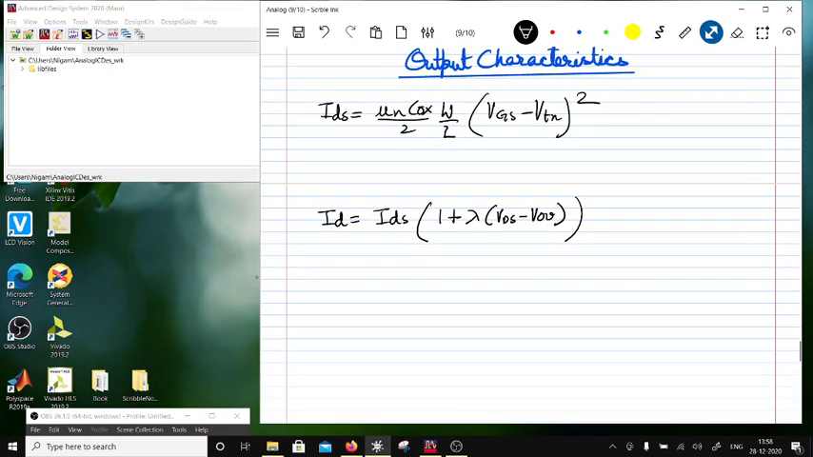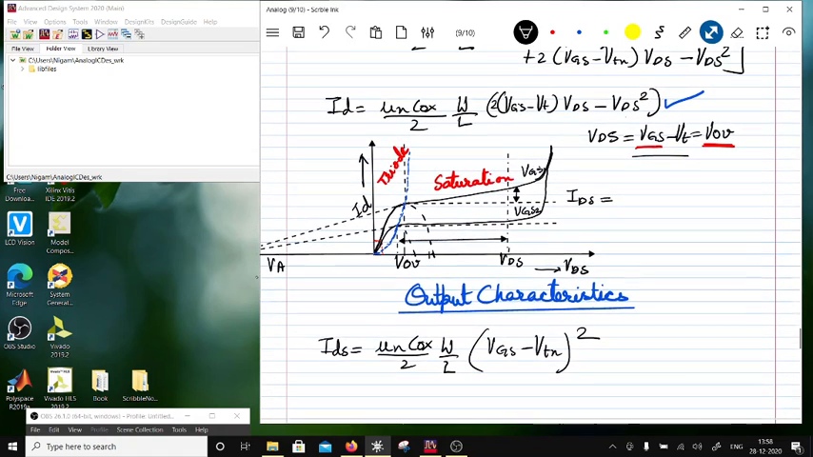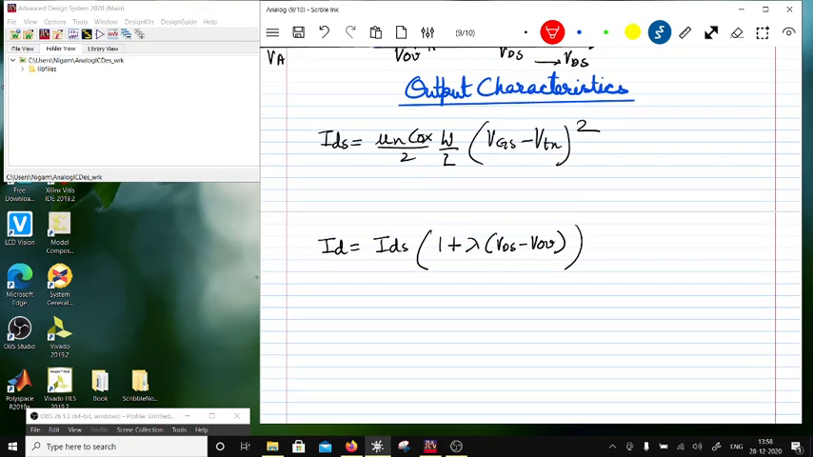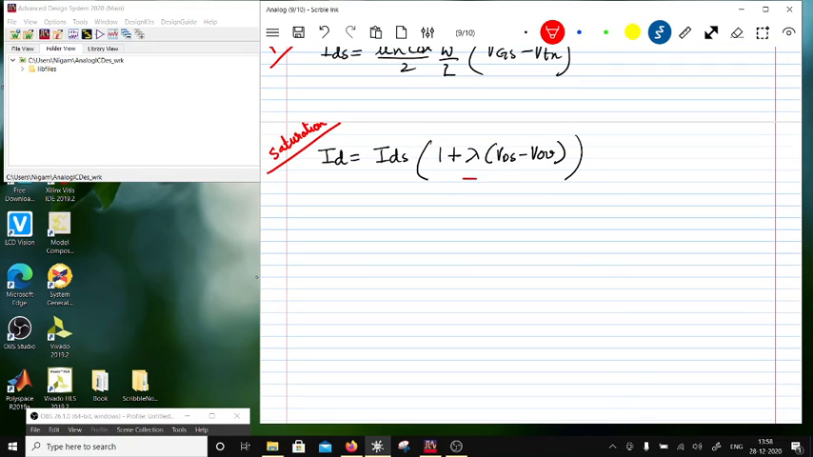So having said that, this would be in the saturation region. Let's mark them. There are three equations for current. This is the triode region. This is the pinch off. And this one is the saturation region, where you are going to see channel length modulation. So this is the channel length modulation component. Now, this gives rise to what is called the output impedance.